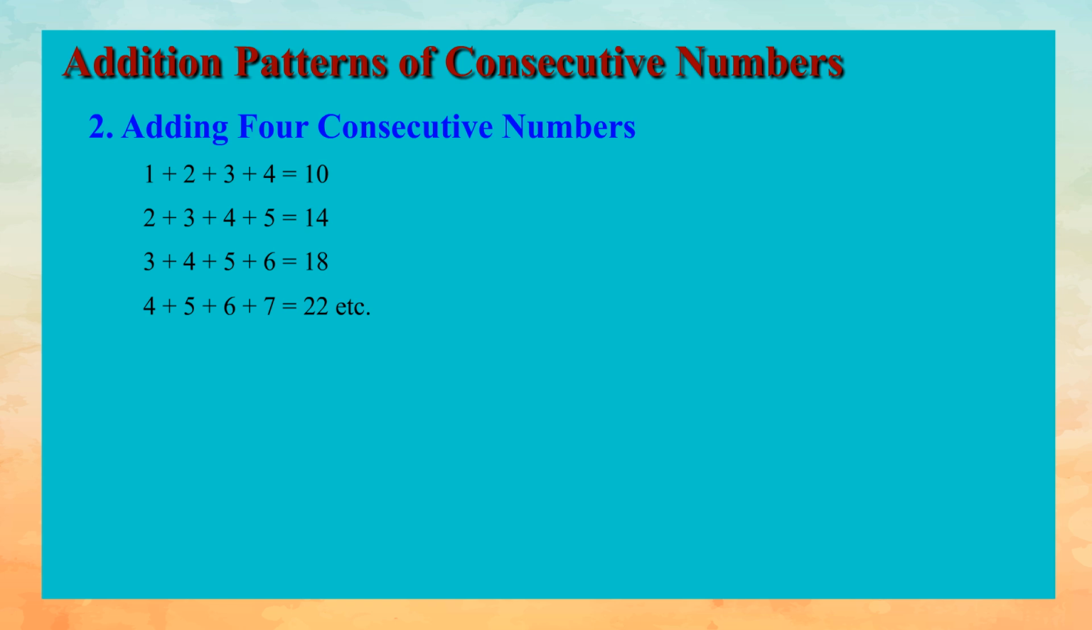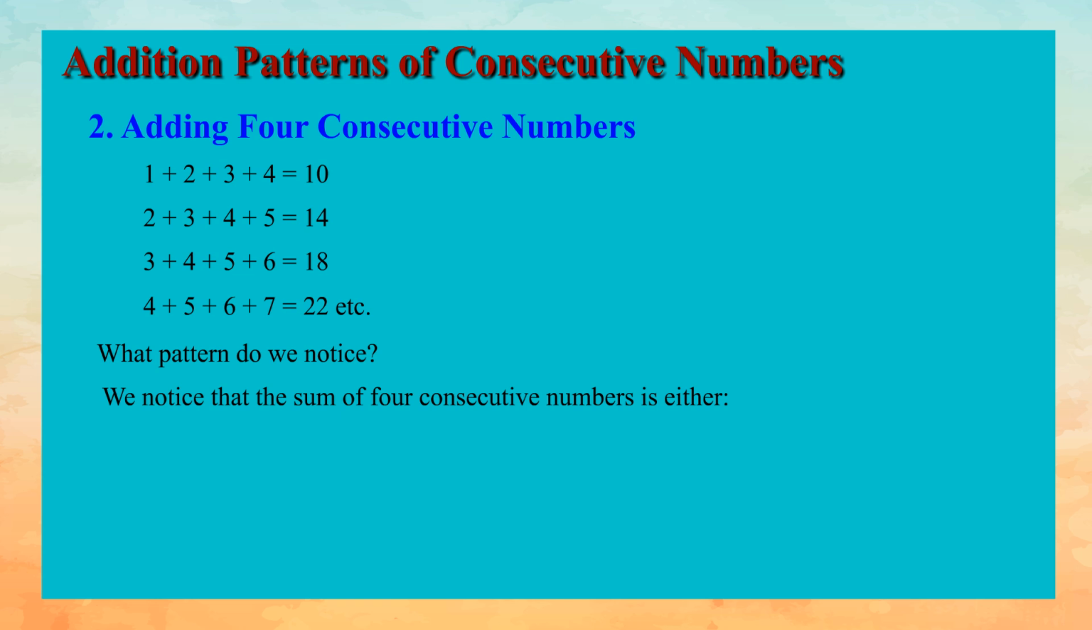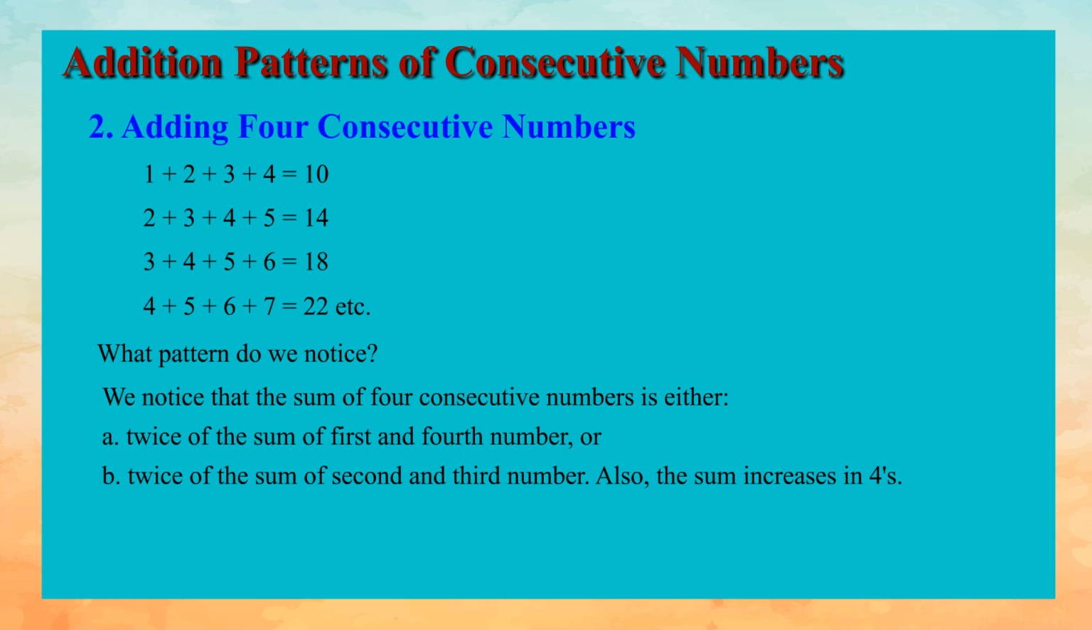2. Adding 4 consecutive numbers. What pattern do we observe? We notice that the sum of 4 consecutive numbers is either A. twice the sum of the first and fourth number, or B. twice the sum of the second and third number. Also, the sum increases in 4s.